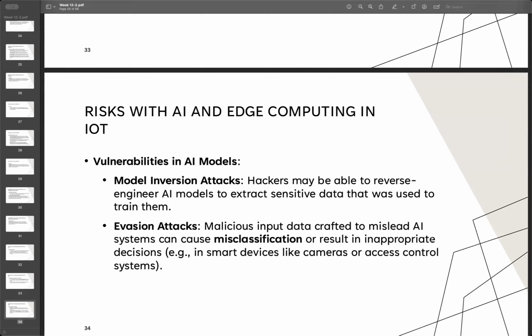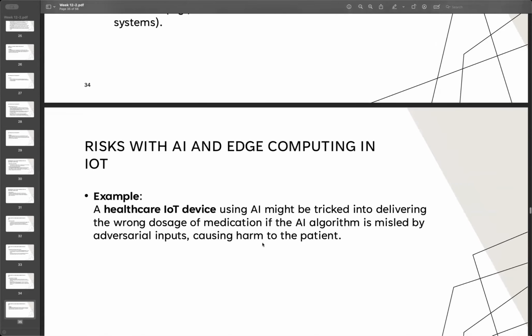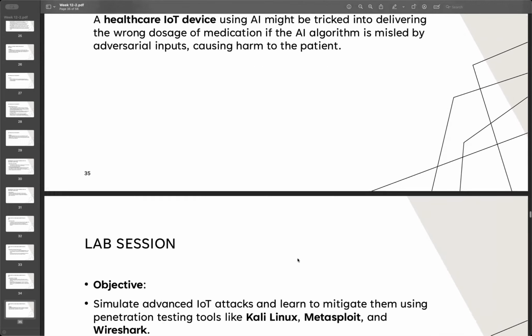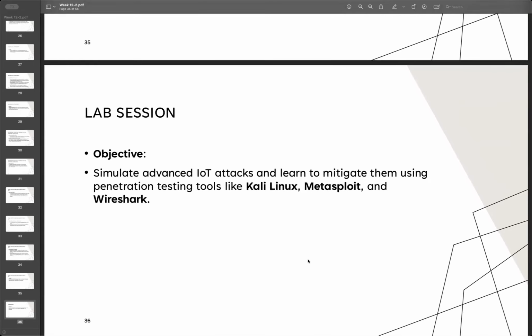Here's the idea: you have a model, but if I give you really malicious input, then your AI model will give an incorrect output, right? Another risk is in a health system, where it may produce a wrong dosage of medication. If they are using an AI algorithm and it's misled by adversarial input, it can cause harm to the patient. It's also possible. So far, we have quickly gone through the lecture.